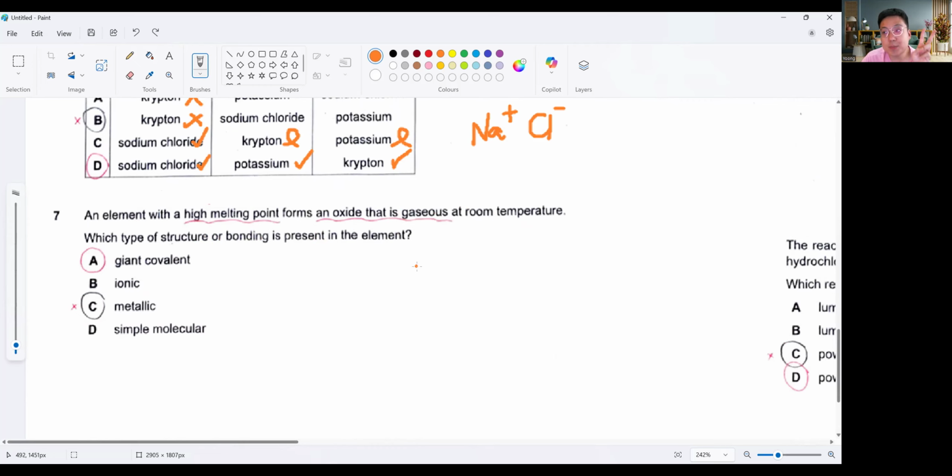Okay, so there's two special things about this. One, this thing is a high melting point thing. Okay, so before thinking too much, let's just read the answer here. Which one has a high melting point? Based on what we learned, let's look at giant covalent.